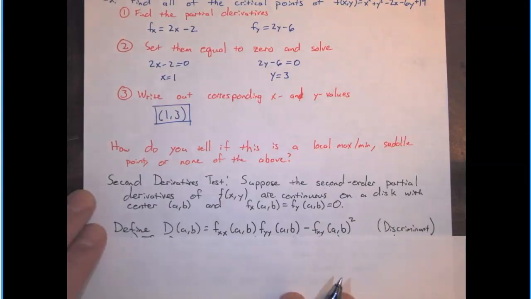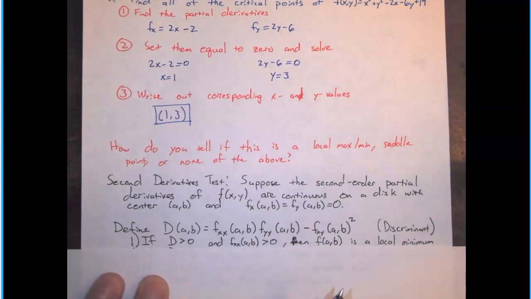So first, if the discriminant is positive, and the second order partial derivative with respect to x at the point is positive, then we have a local minimum. Now what is this saying? If the discriminant is positive, then that means both of these partial derivatives have to have the same sign. Right? That's the only way I can get something positive. If these both have the same sign, then this product is positive, and I'm subtracting something positive, so it could still be positive or negative. But if I consider the other, if these partial derivatives have opposite signs, then this product has to be negative.